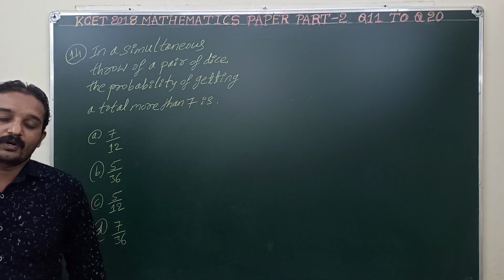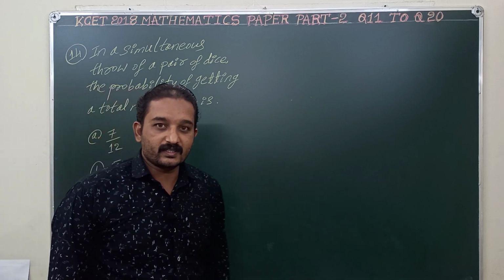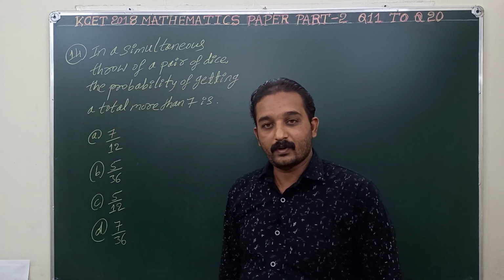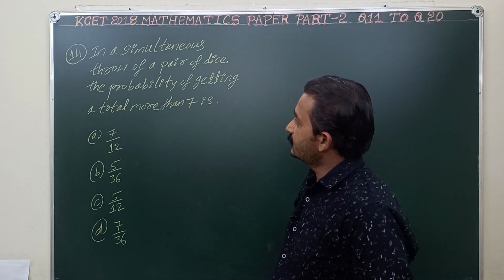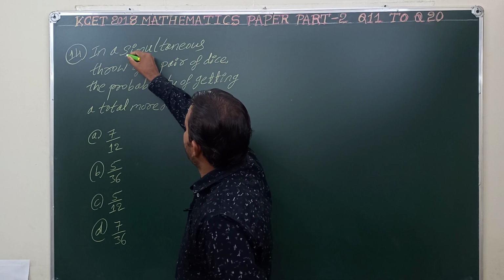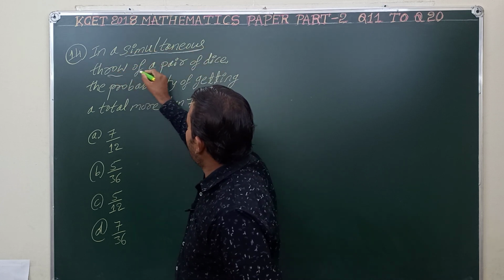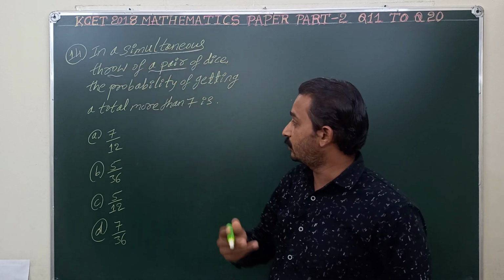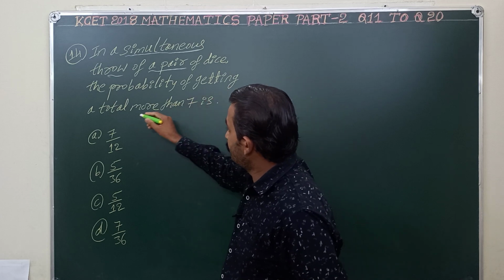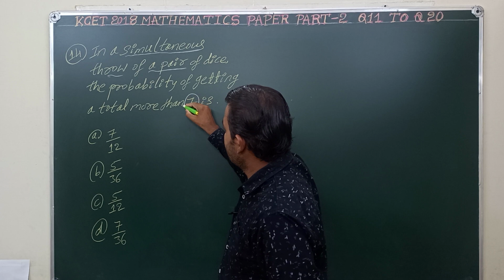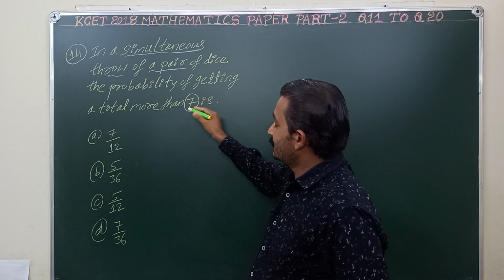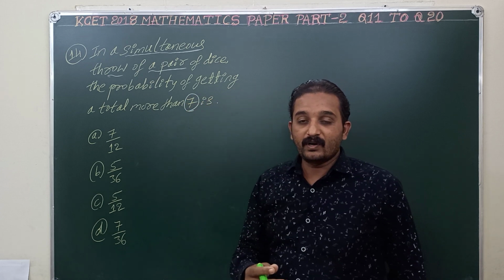So now let us move on to the next question, question number 14. This question is once again based on the chapter of probability, which belongs to the first year. So let us see the question. In a simultaneous throw of a pair of dice, 2 dice are thrown, the probability of getting a total score more than 7. So we have to find this probability by using a simple formula.